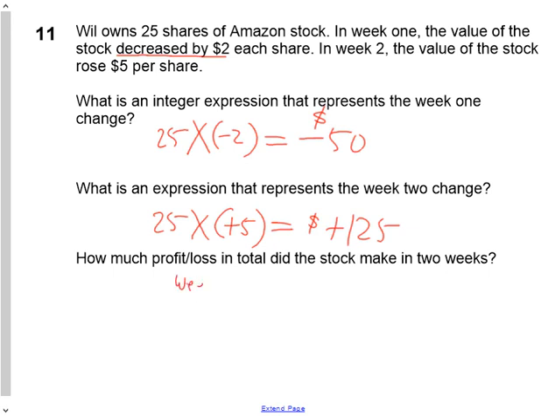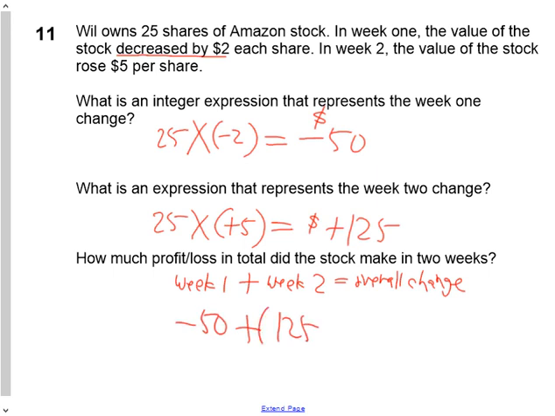Week 1 plus week 2 will equal the overall change, right? So we take week 1 as being negative 50, and we combine that with week 2, which is a positive 125. What do we have more of, positive or negative? Do we have more positive? How many more? 75. So therefore, a positive $75 gain. Actually, we don't need the positive symbol because we use the word gain. $75 gain over 2 weeks. And that's the answer to your little formative quiz.